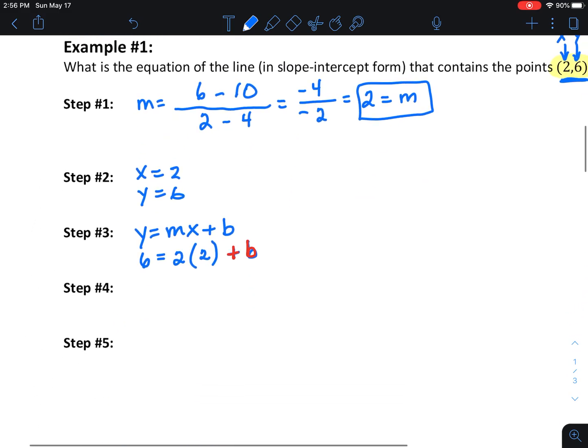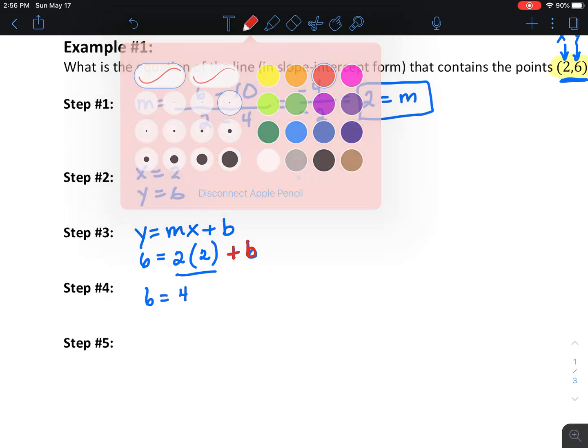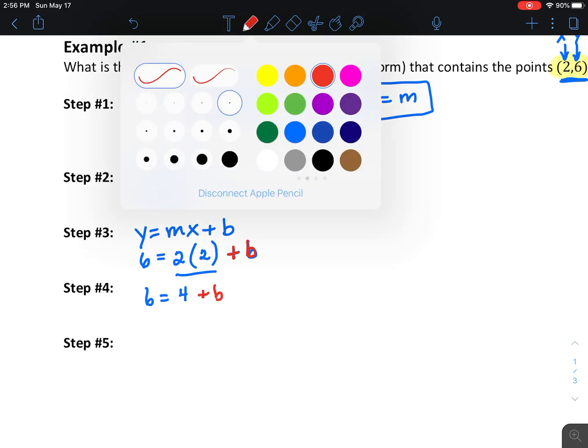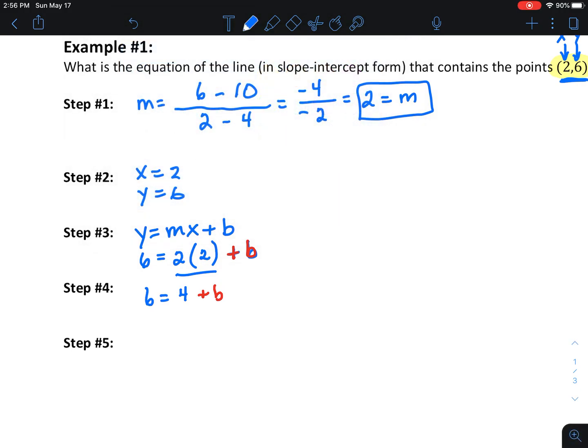So step number 4 says solve for b. Well, we're going to multiply our m and our x together. So we get 6 equals 4 plus b, right? We want to isolate b, so we're going to subtract the 4 from both sides. And if I do that, I get 2 is equal to b. Lots of 2's floating around here, huh?